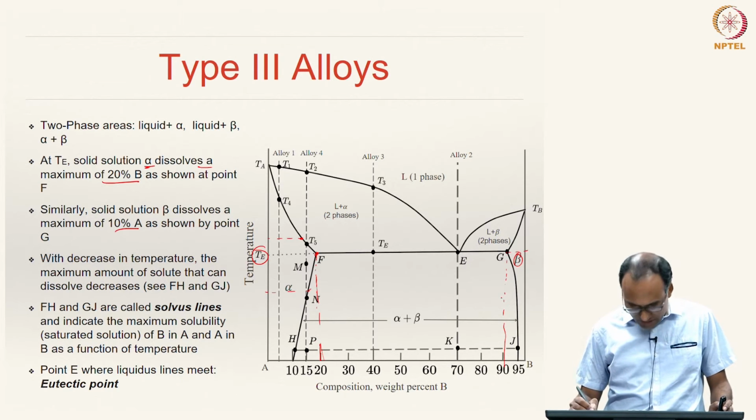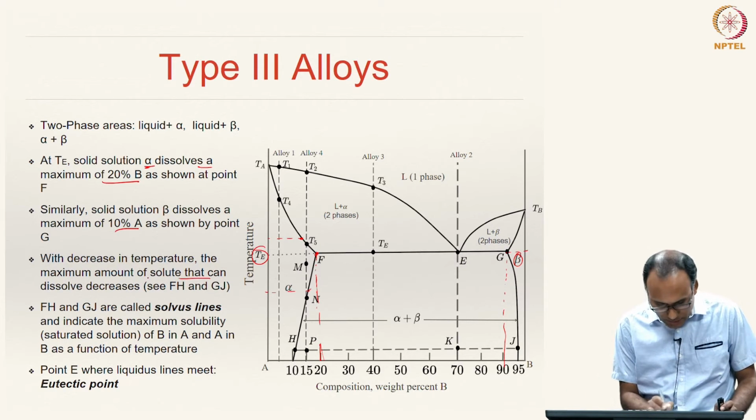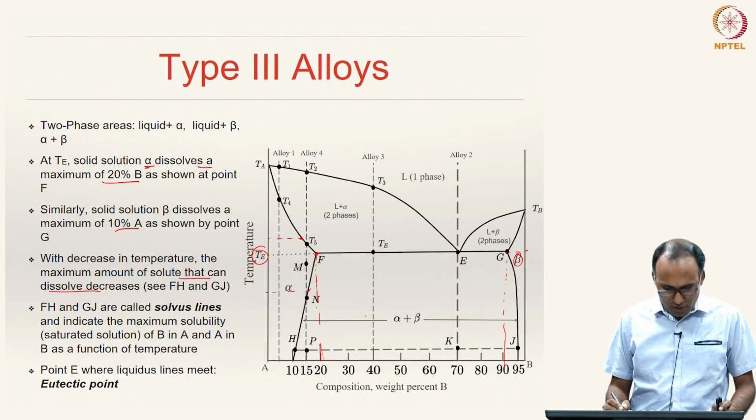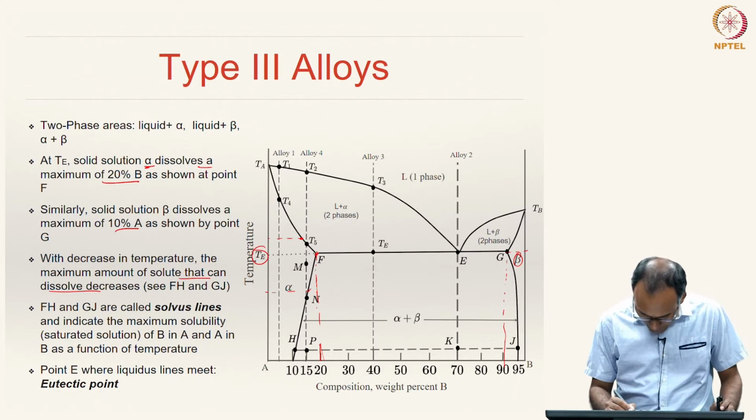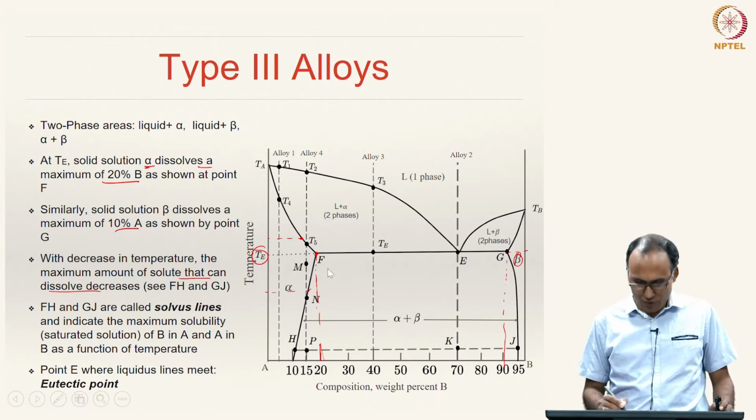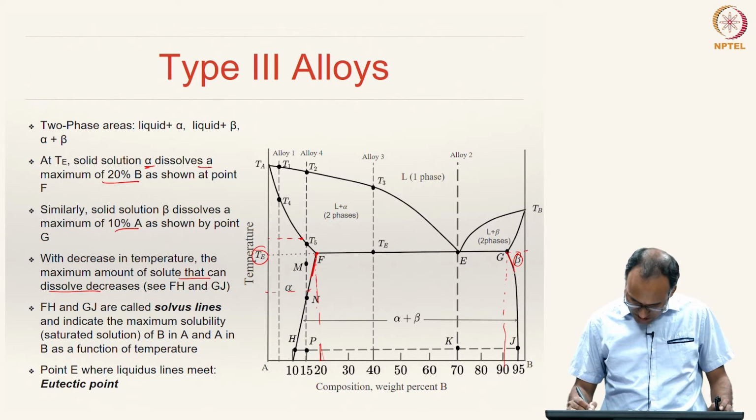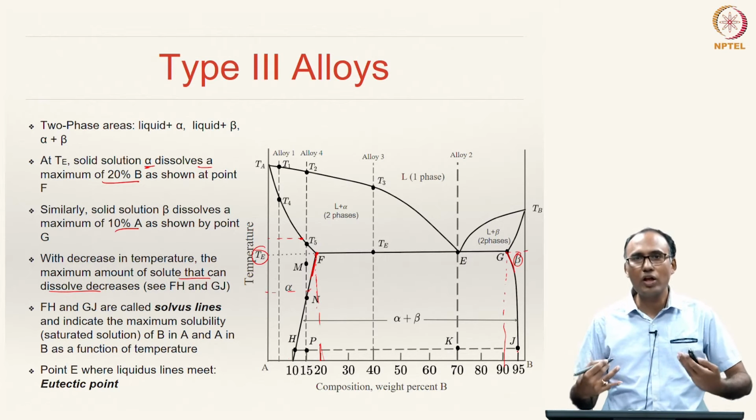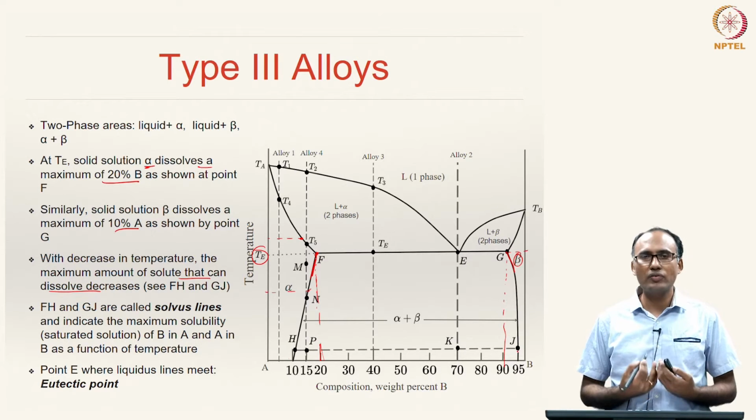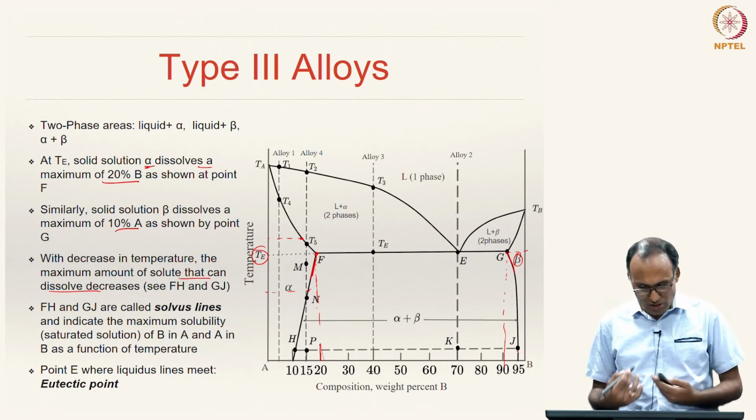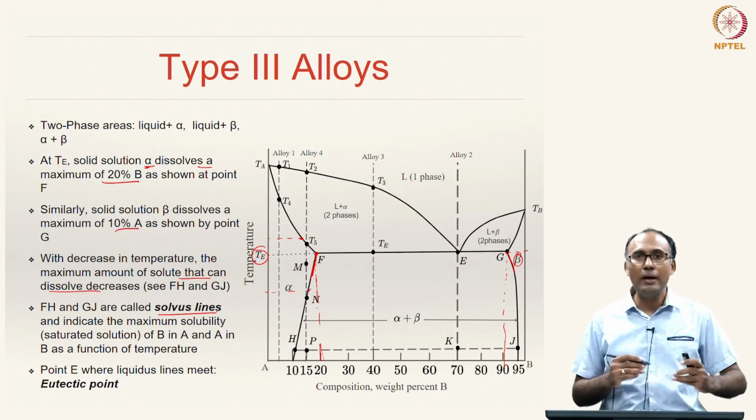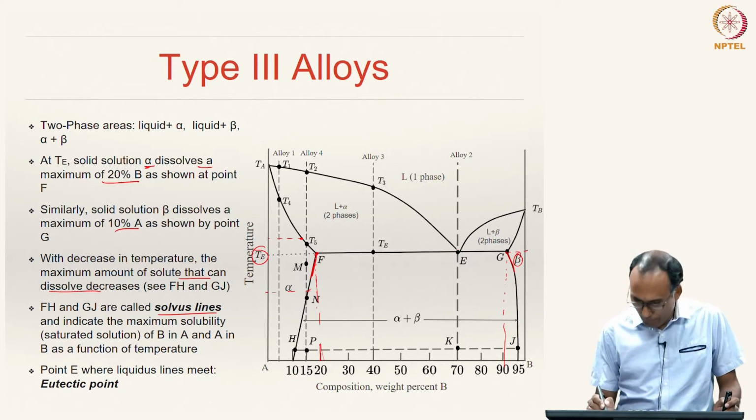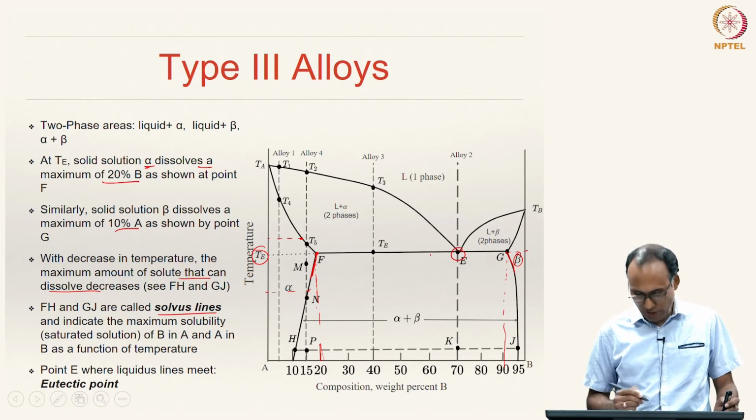And with the further decrease in temperature, the maximum amount of solute that can dissolve decreases, right, because the solubility is decreasing with decrease in temperature in both the cases. All right. And here the lines FH and GJ. So, this is our FH line and this is our GJ line, and these two lines represent decrease in the solubility of the solute atoms as you decrease the temperature, and these two lines are called Solvus lines. They indicate the maximum solubility of B in A and A in B as a function of temperature, and point E is again your eutectic temperature or eutectic point.